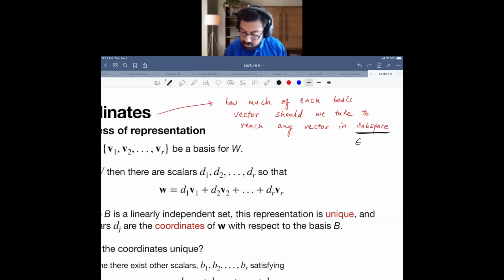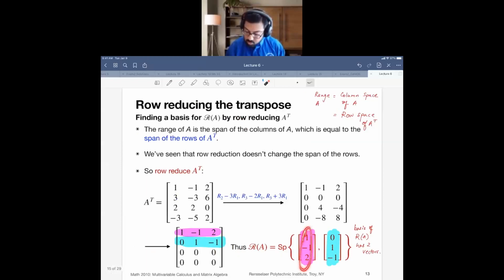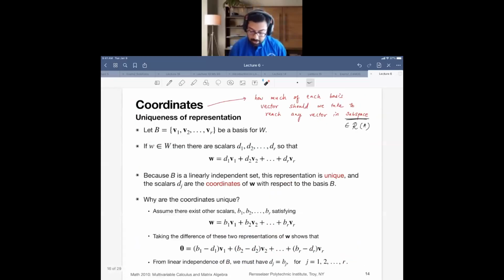So in our example, we are going to check whether we can get a linear combination of the basis vectors to get to the range of A. The question really is, these two form the basis of the range of the matrix A that we considered as our example. How much of this and how much of this do I need to reach any vector that belongs to the range? That's what you're trying to find out. So that's a unique way of representing.